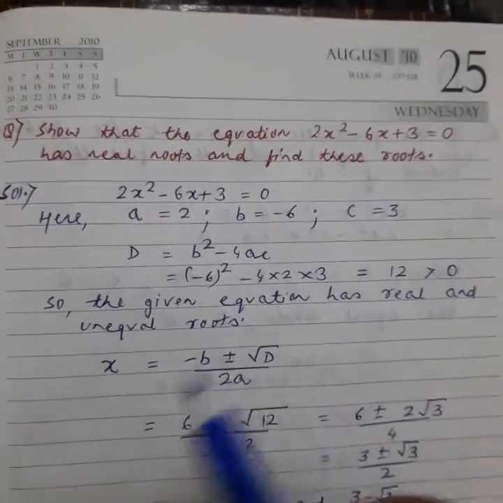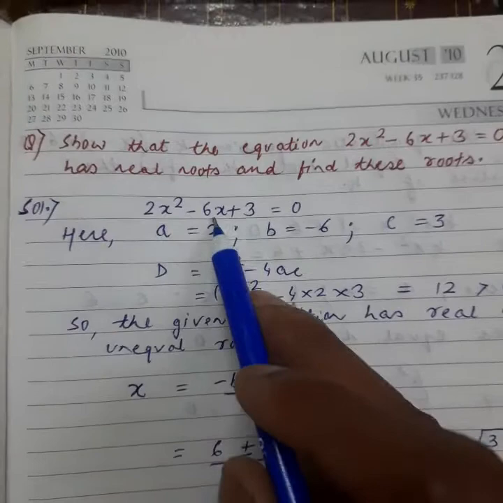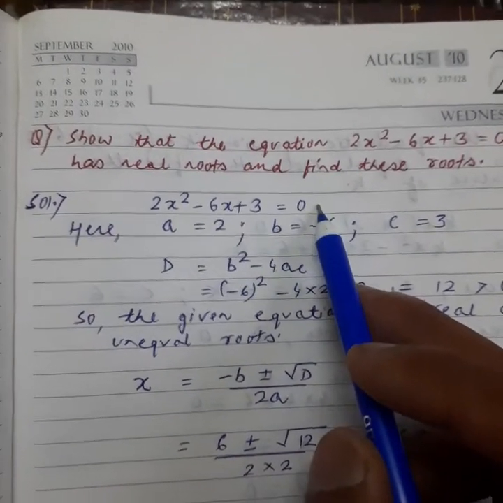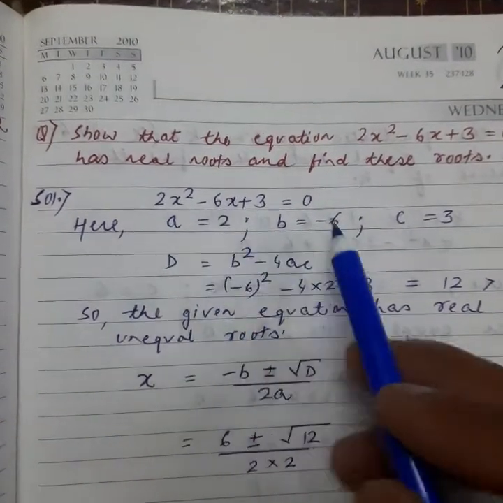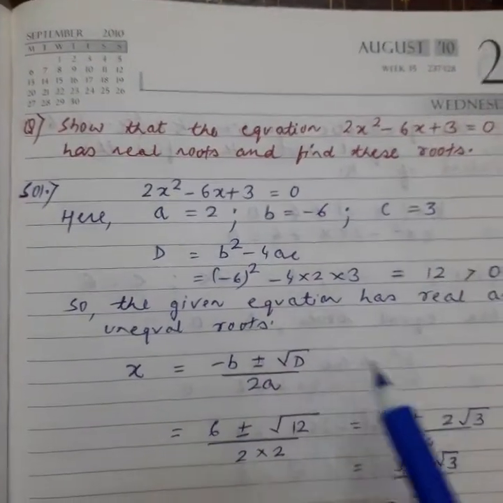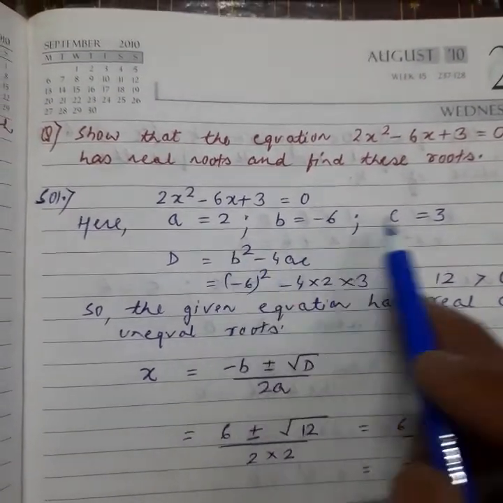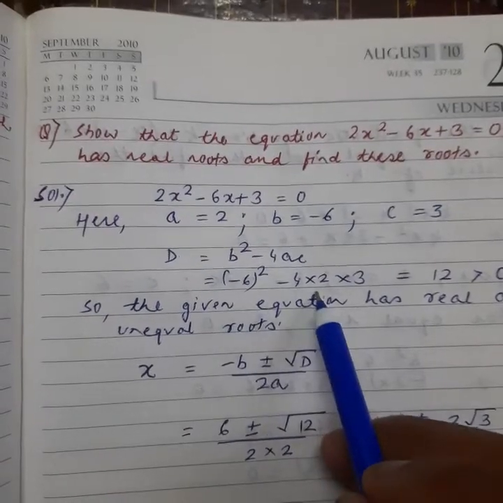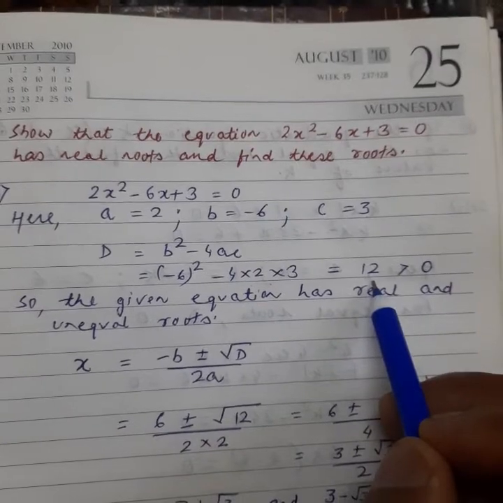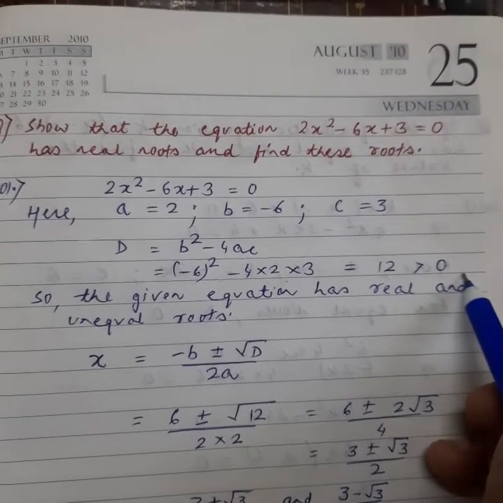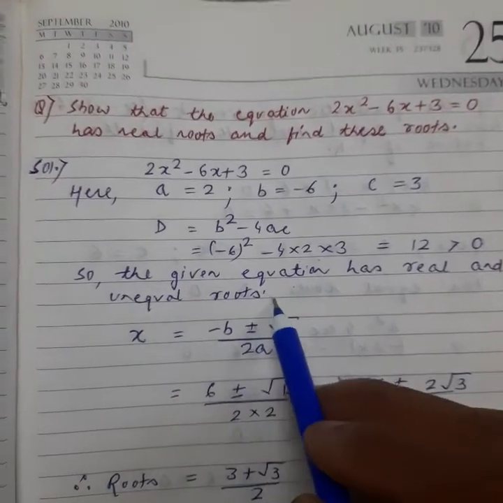So let us see what the value of the discriminant is here. The equation given is 2x square minus 6x plus 3 equals 0. To find the discriminant, we need a, b and c, that is a equals 2, b equals minus 6 and c is 3. Let's find D with the formula b square minus 4ac. Let's put the values at the correct places. On solving this, we got discriminant 12. 12, that is positive, more than 0. So we can say the given equation has real and unequal roots.